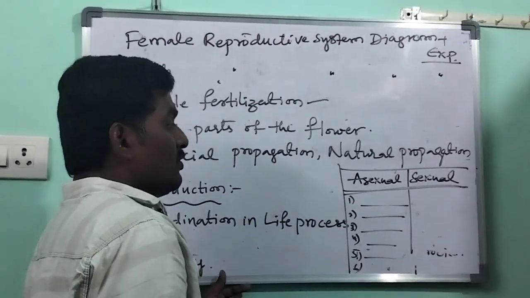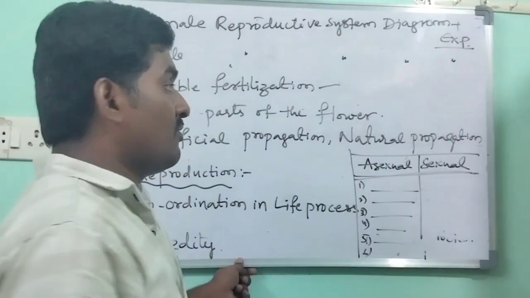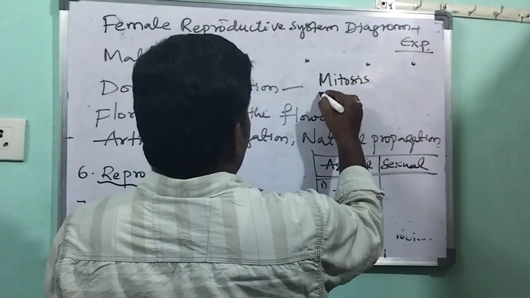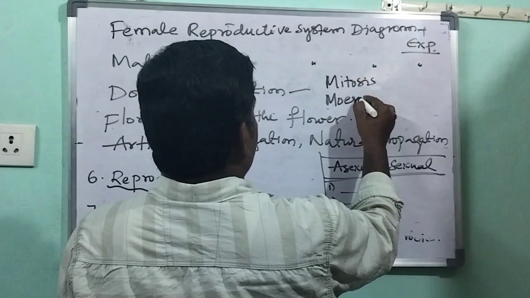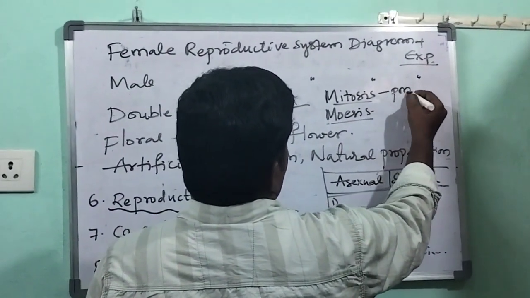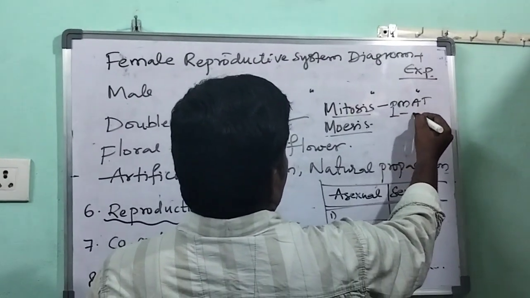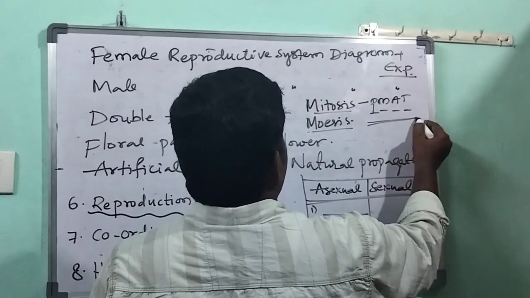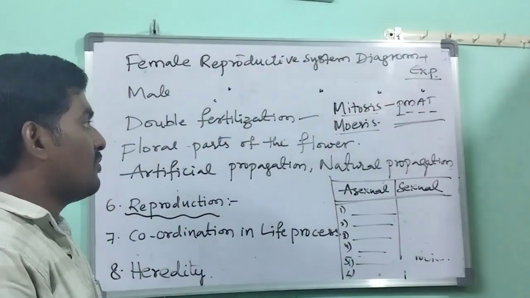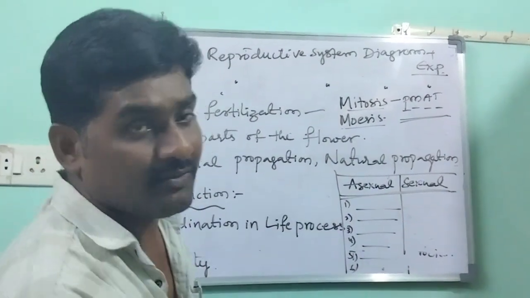Right, next, one more question is there about cell division. What is cell division? Mitosis, meiosis. Okay, mitosis and meiosis. So in mitosis, what do we have? Prophase, metaphase, anaphase, telophase. Diagrams and explanation also. From the 6th chapter, we can expect these important questions for your final examination.